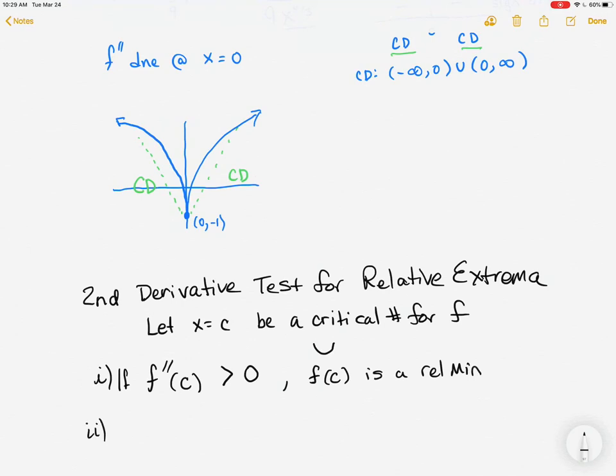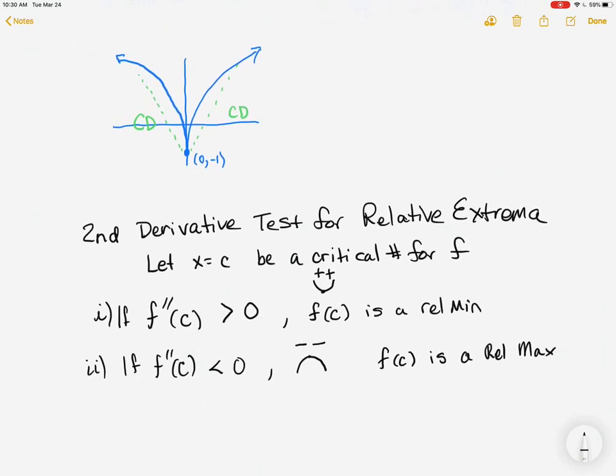If by chance I plug my critical number into the second derivative and get that it's negative, then I know my graph is concave down, and so f of c is a relative max. And I have this little picture to help remember it. I'm taking two derivatives and getting something positive, so here I draw two plus signs, and I know the graph is concave up, so it would be a minimum. If the second derivative is negative, I'm going to do two minus signs. The second derivative is negative, and it's sad, so it's concave down, and the relative max occurs.